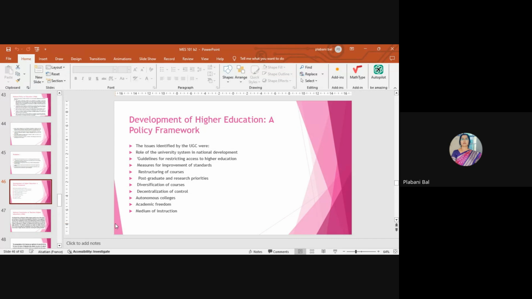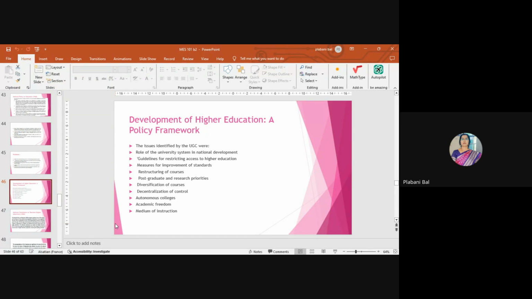These were some of the areas identified by UGC in this framework document, that is, in 1978. So here one question arises: you have to identify your causes. What is the reason for the low standard of higher education? What are the reasons? Then you can think on this, or you can reflect on this type of question.